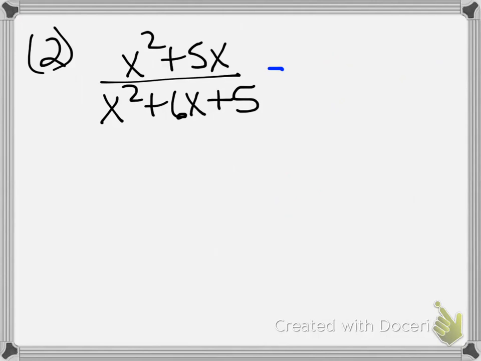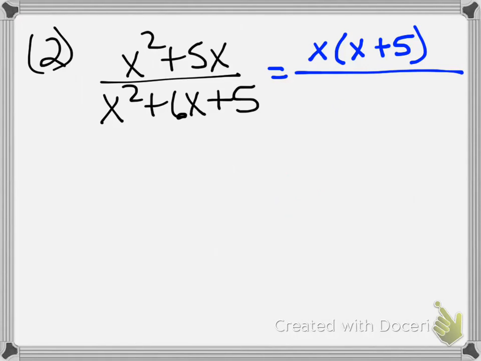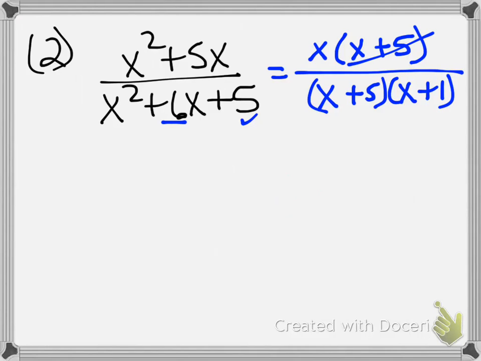Number 2, x squared plus 5x. We're going to see that they both are divisible by x. When I take the x out, I'm left with x plus 5. For the denominator, I'm going to have x plus 5 and x plus 1, because 5 and 1 add up to 6, and 5 times 1 multiplies to give us 5. So looking at this, I have x plus 5 canceling with x plus 5, which leaves me with a solution of x over x plus 1.